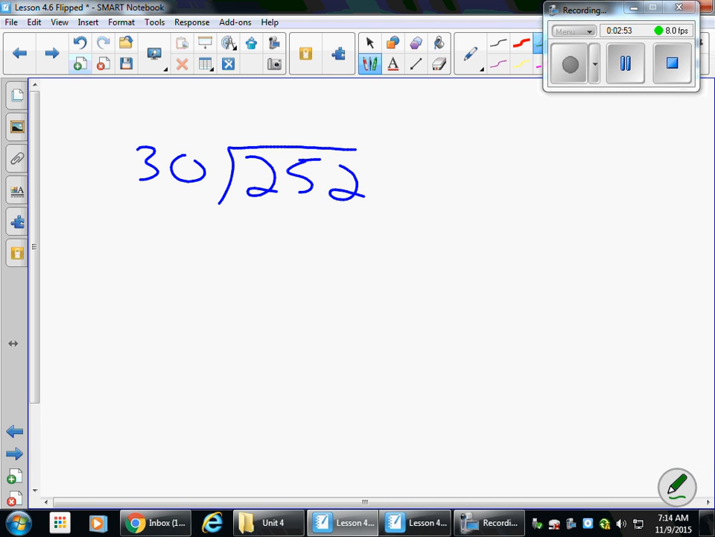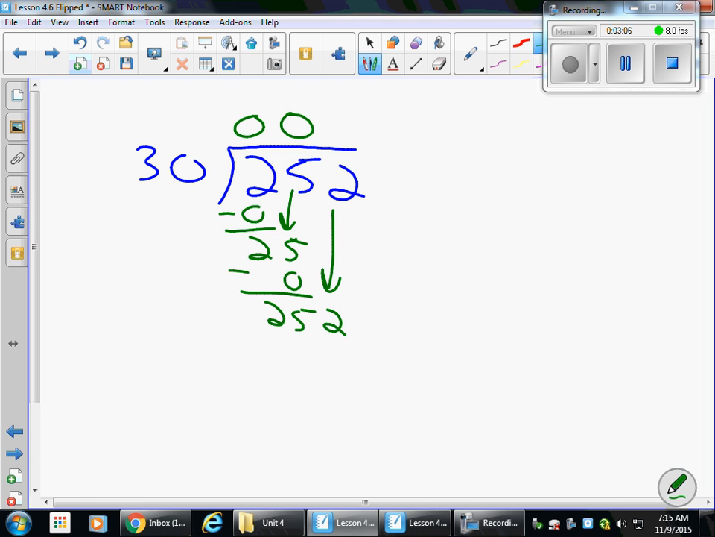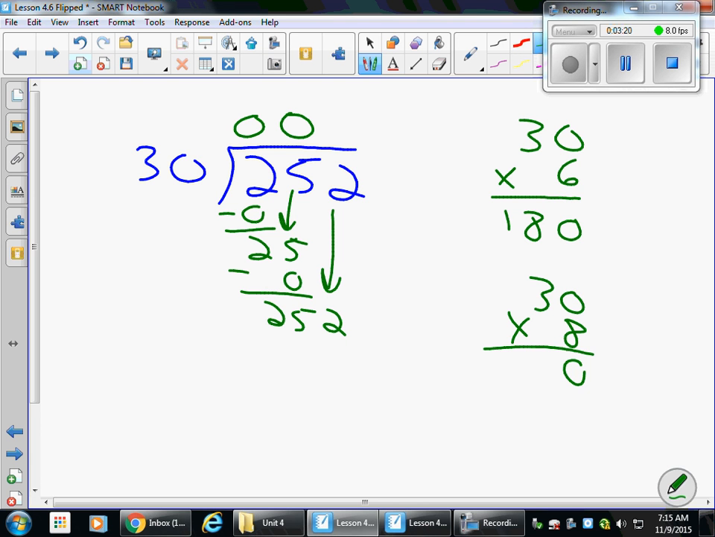Well, 30 goes into 2, 0 times. 30 times 0 is 0. I'm going to subtract. I'm going to bring down the 5. 30 goes into 25, 0 times. 30 times 0 is 0. I'm going to subtract, bring down the 2. How close can 30 get into 252? Well, I've got to do some math on the side. 30 times, let's try 6. It's 180. I can get a lot closer than that. Let's go 30 times 8. 240. 240 is as close as we're going to get. We're going to have an 8 here. 30 times 8, 240. I'm going to subtract here. I get a 1 and a 2.